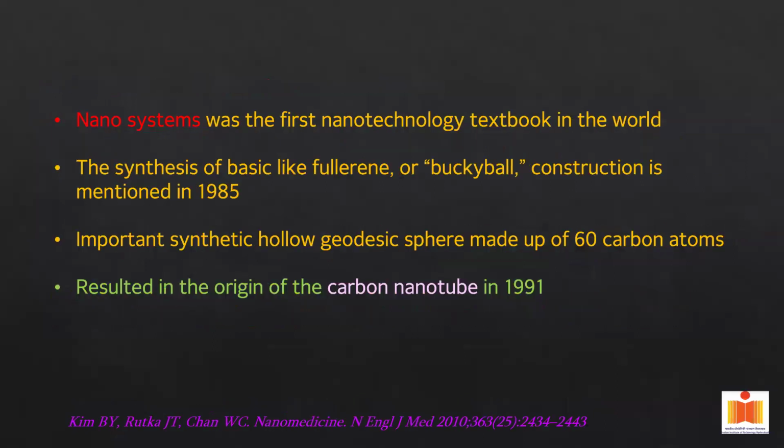Nanosystems is the first nanotechnology textbook in the world where the literature is there. The synthesis of something like fullerene or buckyball was mentioned in 1985, and this led to the important synthetic hollow geodesic sphere made up of carbon atoms, which resulted in the origin of the carbon nanotube in 1991. So among all the nanoparticles, the carbon nanotube is one of the first to have originated.